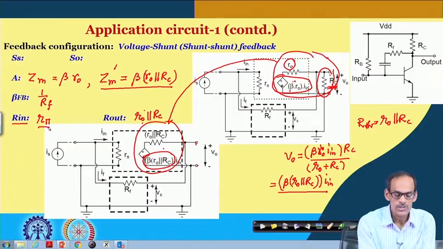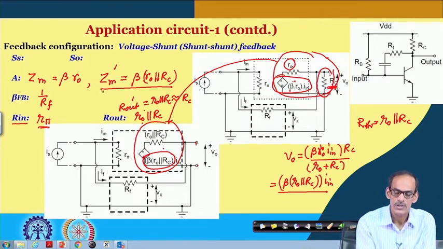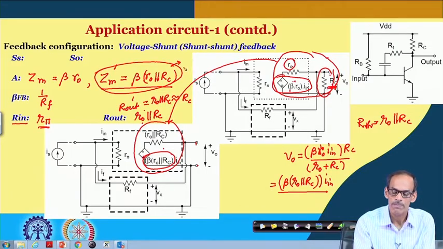The other thing, of course, as I said, is that the output resistance got changed. So, you may say this is R out dashed, which is R o in parallel with R C, and this can be well approximated by R C for all practical purposes. Likewise, this also can be well approximated by beta into R C.